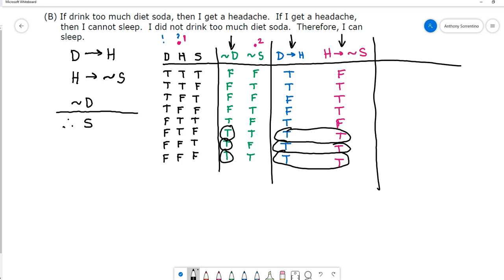So now I want to see what goes on with S again. Well, I can see right here, S is false here, true here, and false here. So I have instances where all three are true and I end up having S being true, but I also have two instances where all three are true and S is false. Therefore, it only takes one of them to have a false S for this. That's enough. This is not a valid argument.